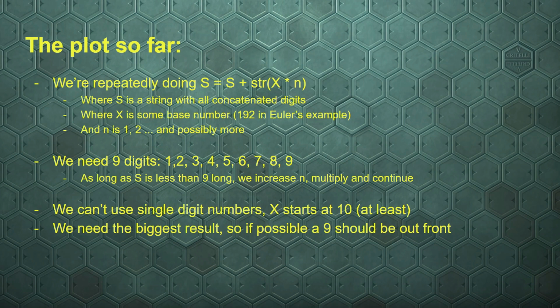The problem statement requires us to look at at least 2 values for n, starting at 1, so 1 and 2 are a given, possibly more. We need 9 digits. To make this Pandigital, we need all of these digits exactly once, so that's 1, 2, 3, 4, 5, 6, 7, 8, 9. And as long as S is less than 9 digits, we increase n, we multiply, and we do all of this again. We can't use single digit numbers. Now we can, but we know that we can do better than anything given by single digit numbers.